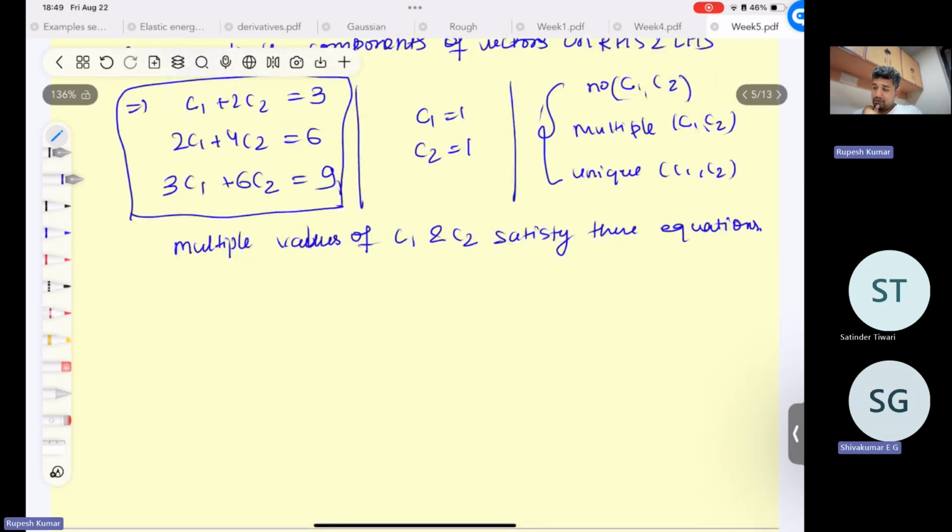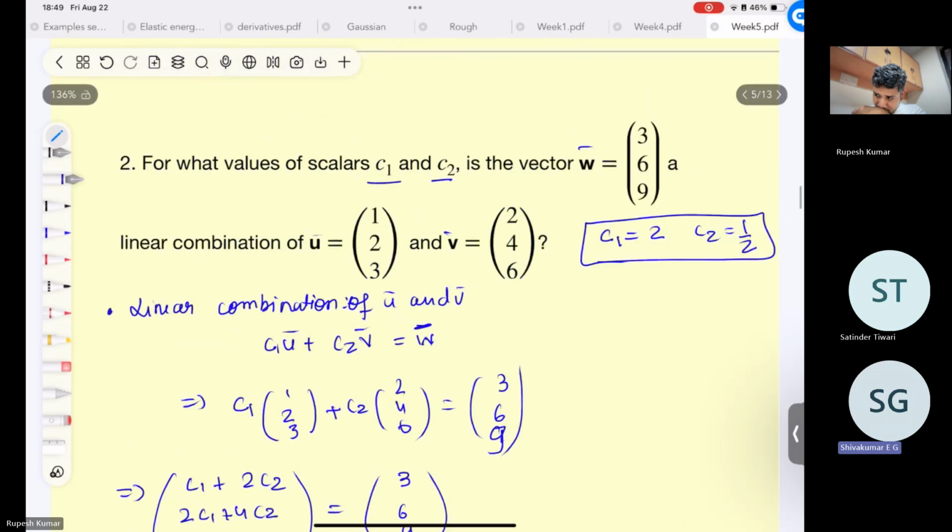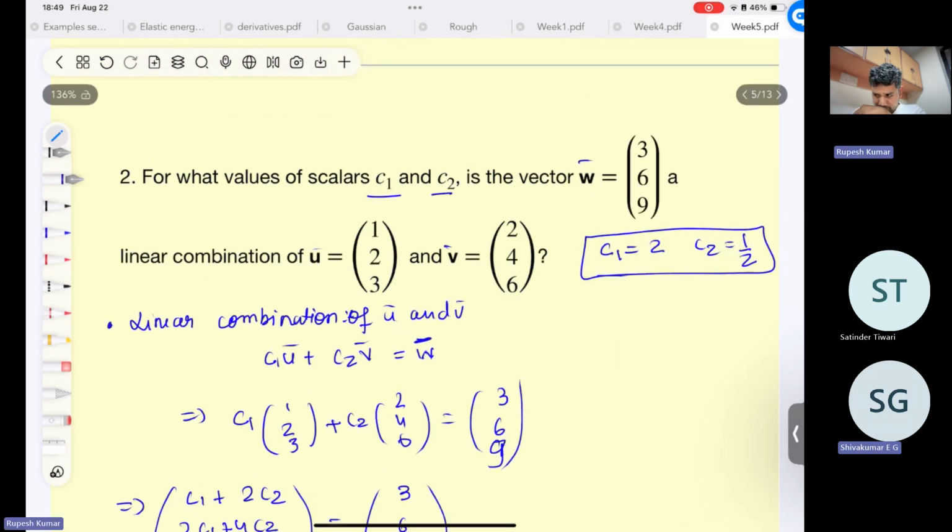Fine, everyone. Do you have any doubts in this? Here W is a linear combination of U and V. The other person who spoke is getting confused that he's changing the W vector. That 3 he's changing to 4. So once he changes 3 to 4, the values which we found, C1 equals 1 and C2 equals 1, will not satisfy.